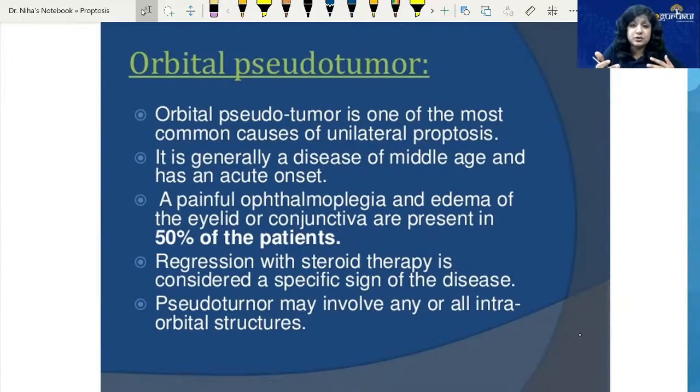So definitely we require a certain kind of imaging where I could find out whether or not this is a case of thyroid eye disease. Because if this patient is presenting in the adult age group, see, in children it's not very common. And whenever we are getting proptosis in adults, the first thing that clicks our mind is thyroid eye disease.